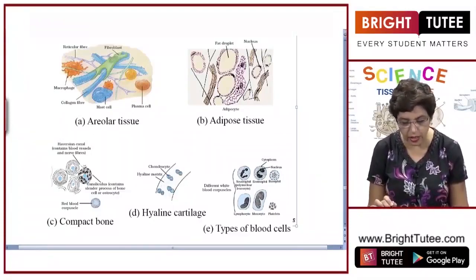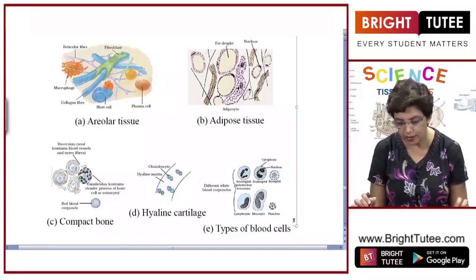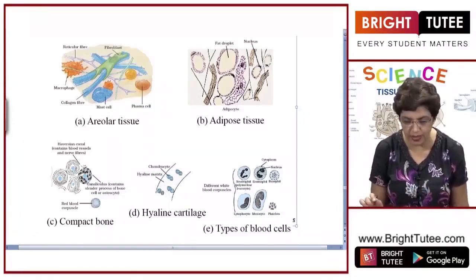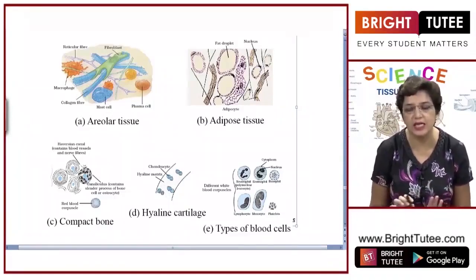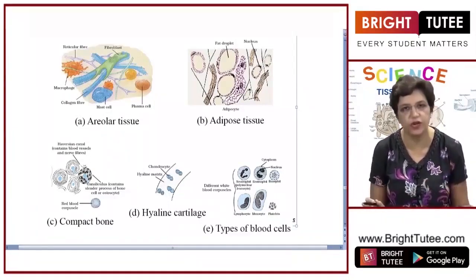Then this is the cartilage, which is actually flexible. And the types of blood, the blood cells, RBCs, WBCs, platelets, different types of blood cells. So this diagram will give you an idea about how connective tissues are, structurally, how they are different from each other.